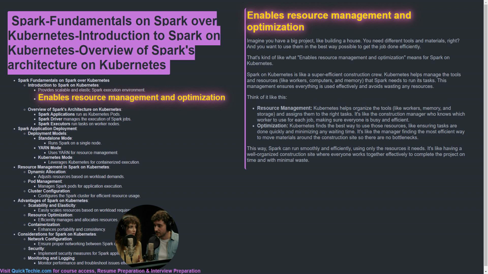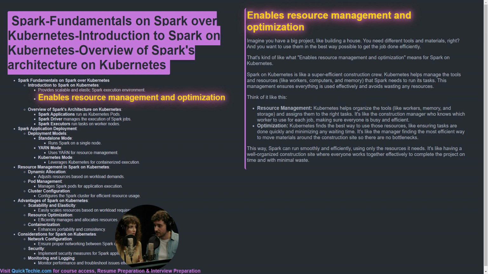Spark on Kubernetes is like a super efficient construction crew. Kubernetes helps manage the tools and resources, like workers, computers, and memory, that Spark needs to run its tasks. This management ensures everything is used effectively and avoids wasting any resources. Think of it like this. Resource management. Kubernetes helps organize the tools, like workers, memory, and storage, and assigns them to the right tasks.